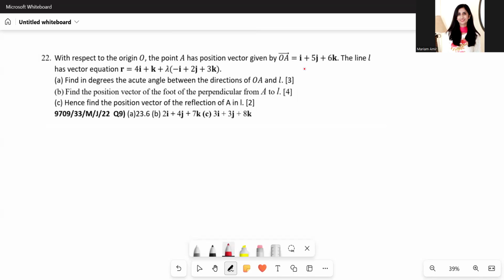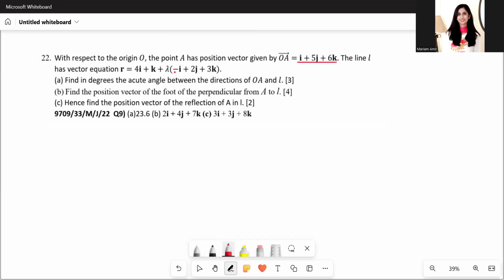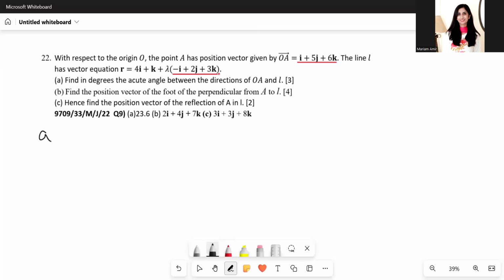All right, so this is the direction of OA and this is the direction of the line L. We're going to find the acute angle between them. For that, we use the formula cos theta equals the dot product of these two directions divided by the magnitude of each of these. The magnitude of the first one is the square root of 1 squared plus 5 squared plus 6 squared. That would be square root of 62.